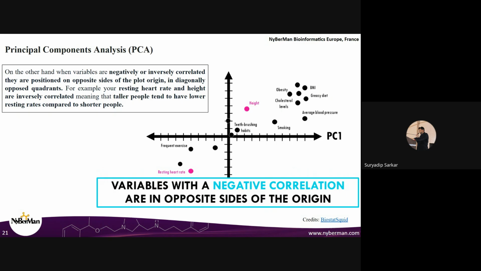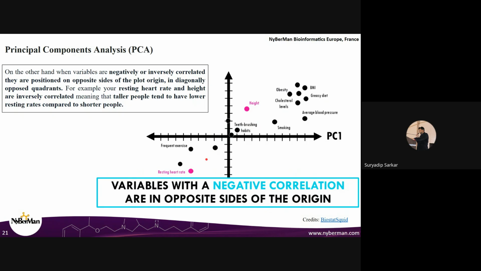If that is the case, these variables are positioned on opposite sides of the plot, or rather I should say on opposite sides of the origin of the plot. And they will always be in diagonally opposite quadrants. They will be in diagonally opposite quadrants if they are negatively correlated.